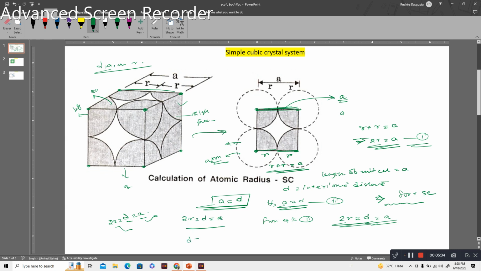Or you can write that R equals A by 2. Basically this is important: A, the cell constant or cell parameter or length of the unit cell, equals 2R, twice the radius of the atom. We get this equation from the simple cubic crystal system. Okay, that's it.